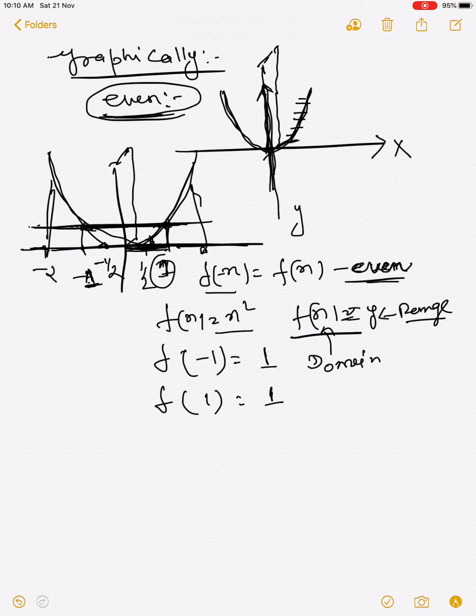And by the algebraic definition, that is f of minus x: if we take f of 1, it gives 1, and if we put minus x, that is minus 1, we get the same value, that is 1. Okay, 1 and 1. So this is the even function.